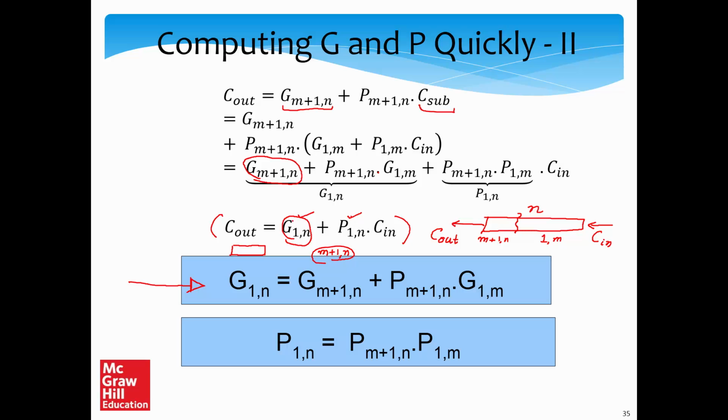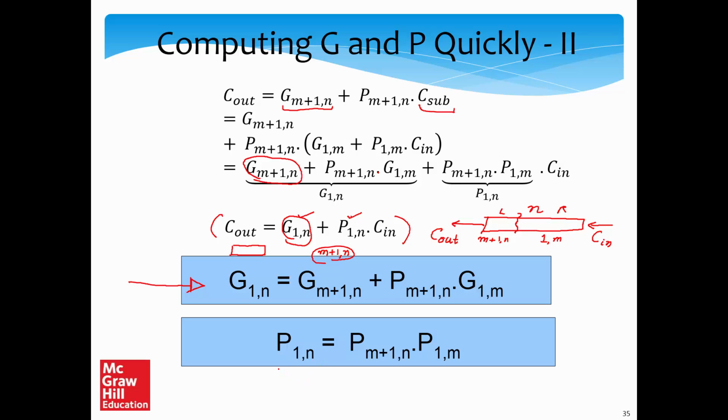So for the generate function of 1 to n bits, when will this n-bit block actually generate a carry? Let's call this the left block and that the right block. It will generate a carry when the left block from m plus 1 to n is generating a carry, or the left block is propagating a carry and the right block is generating a carry. In this case, a carry will be generated and will get propagated till the end.